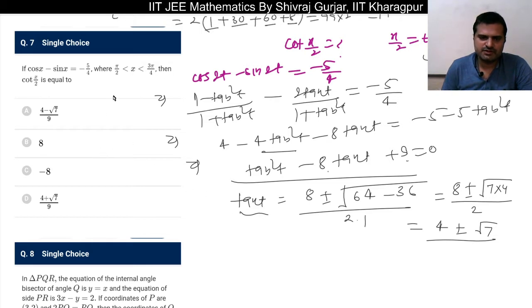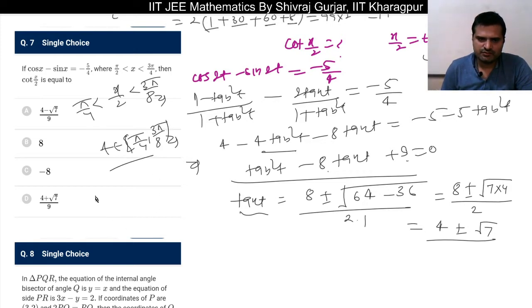We know that here what is t? T is x by 2. So x by 2 from pi by 4 to 3 pi by 8. So here t is between pi by 4 to 3 pi by 8. Or we know that tan 3 pi by 8, what is it? Okay, so we need to find cot t.